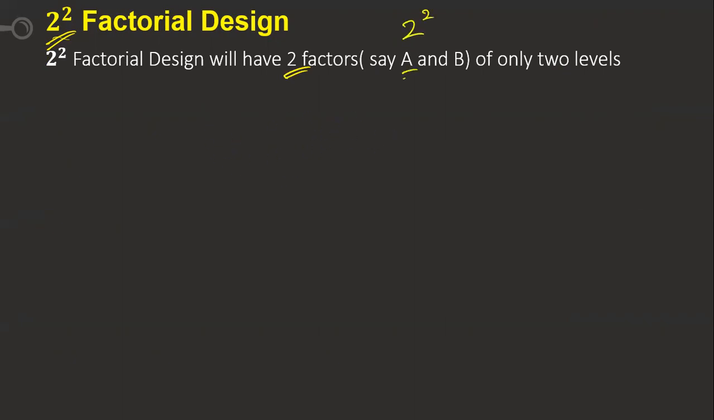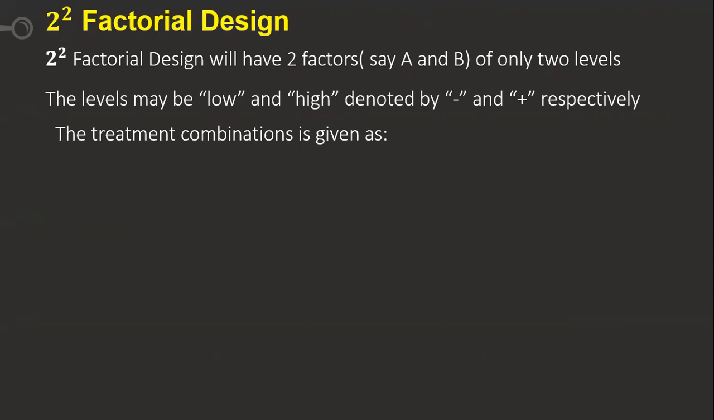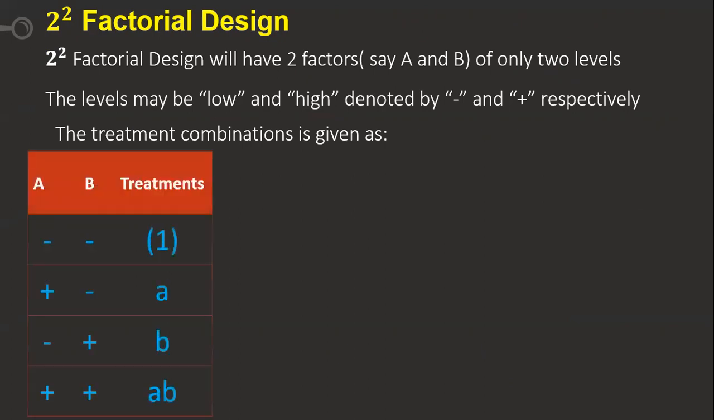A and B will be our factors, and each has two levels. The levels may be low and high. Low will be denoted by a minus sign, high will be denoted by a plus sign. You have to keep it in mind. Now, how to write the treatment combinations? We'll be writing it in the form of a tabular column.